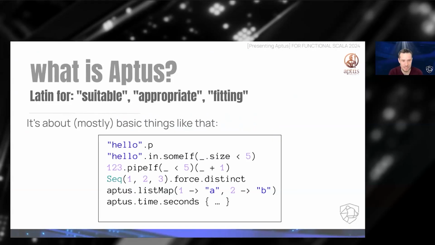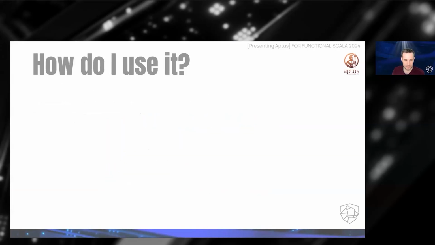So what is Aptus? It's Latin for suitable, appropriate, or fitting. And this is in contrast with perfect or clever. You can see in the middle of the screen roughly what it looks like when you use it. So it's mostly for basic things, but not only basic things. We'll see some more advanced things later.